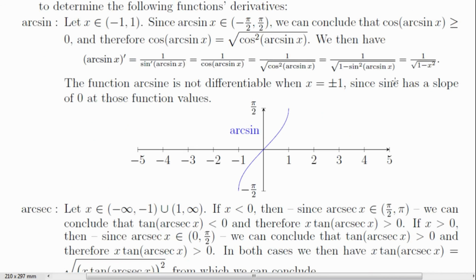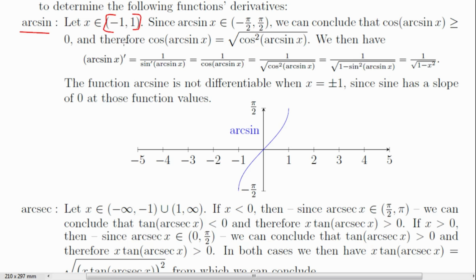So let's get started with arcsine. First of all, let x be in the open interval between negative 1 and 1. Now this is the first problem that we're going to encounter in this proof. Why didn't we say let x be in the closed interval between negative 1 and 1? After all, that's the actual domain for arcsine, right?